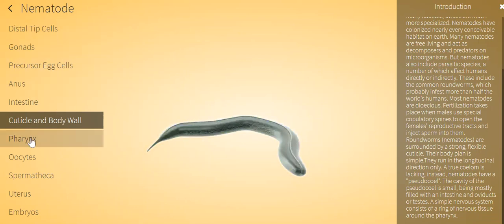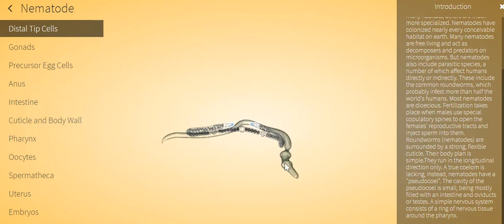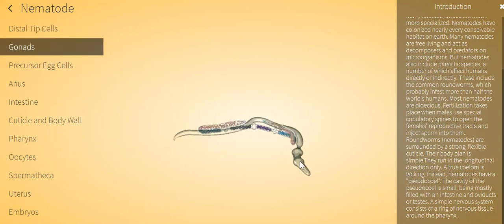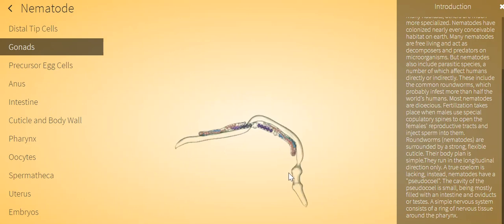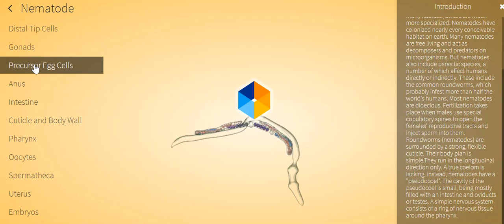So let's look at some of these parts. Distal tip cells, okay, which are in the center of the body. The gonads, which run along the body towards the head. Precursor egg cells.